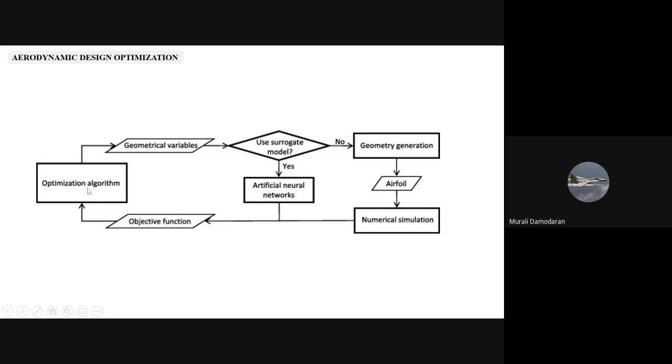It can be genetic, it can be gradient based, hybrid, or even simulated annealing. We have done all that. And then you get a new variable, then you have to regenerate the geometry and go on in a cycle. So this is a very expensive affair.